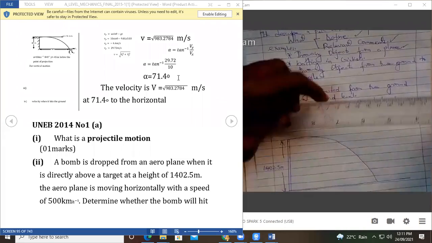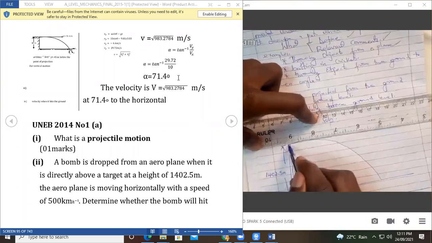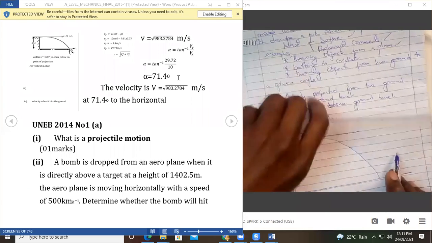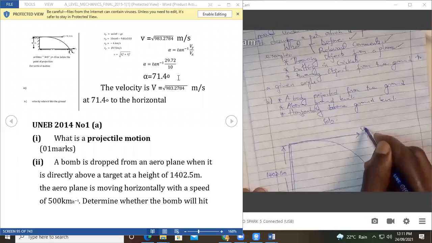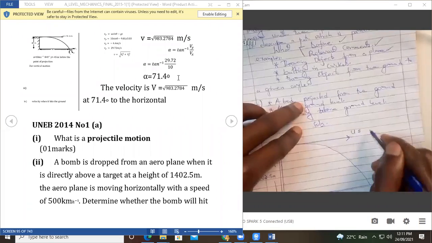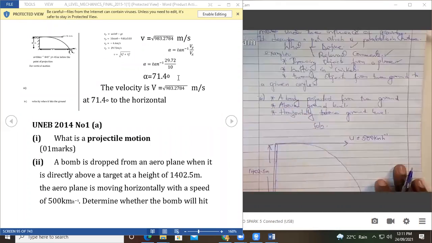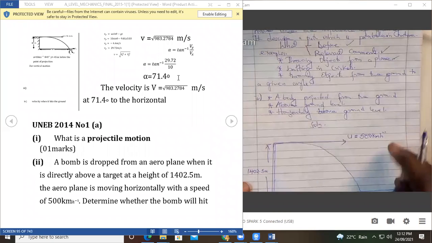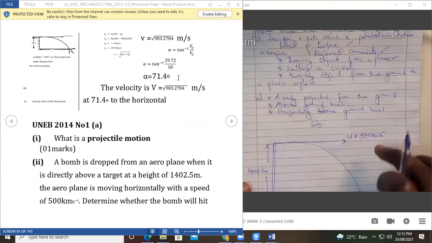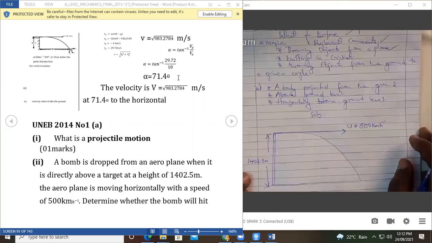You see the path it's describing, and the plane is moving, which means the velocity must be horizontal to the ground. So this will be like this. This is our initial velocity u, which was given to be 500 kilometers per hour. But we know that when we are looking at motion, the SI unit of velocity is meters per second. So you don't use kilometers. You have to convert this into meters per second.